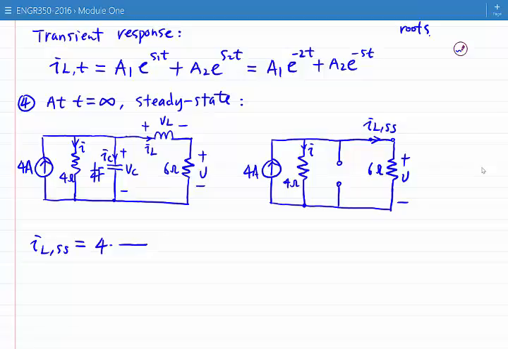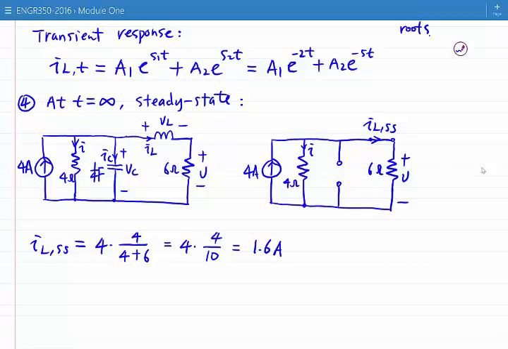a formula, the so-called current divider. For the denominator, it is the sum of the two resistances in the two parallel branches. And for the numerator, it is the resistance value in the other branch. So it is 4. This is the so-called current divider. So it tells us the current is equal to 4 over 10, so it is 1.6 amp. The current divider is a very important concept.